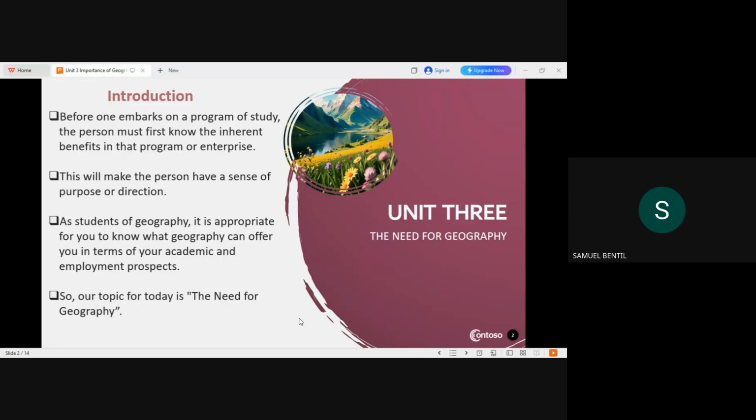Yes, please raise your hand, Stephen. Go ahead. So please, is it being studied because of the social studies part, or is it studied for them to also teach at the SHS level? Okay, thank you for the question.